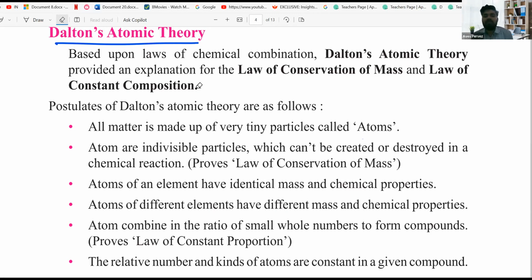So what does he say? First of all, that all matter is made up of very tiny particles called atoms, and atoms are individual particles which can't be created or destroyed in a chemical reaction, that we have studied. Okay, and this statement is incorrect. Do you know why, Alvina and Rima, this postulate is incorrect? That atoms of identical elements have identical mass. Why is this statement incorrect? Rima and Alvina, can you tell me?